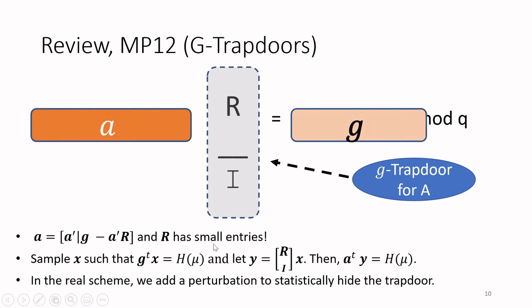And what this allows you to do is first take a sample x on the correct coset of G. So if the target is the hash of the message, you take a discrete Gaussian sample over this coset based on G, which is easy, which everyone can do. You can then use the trapdoor to map this to a sample on the coset defined by the verification key, here A. And in the real scheme, we have to add a perturbation to statistically hide the trapdoor.